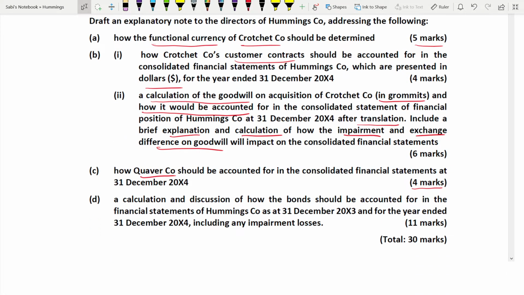Part D, calculation and discussion. Again, calculation and a discussion of how the bond should be accounted for in the financial statements.